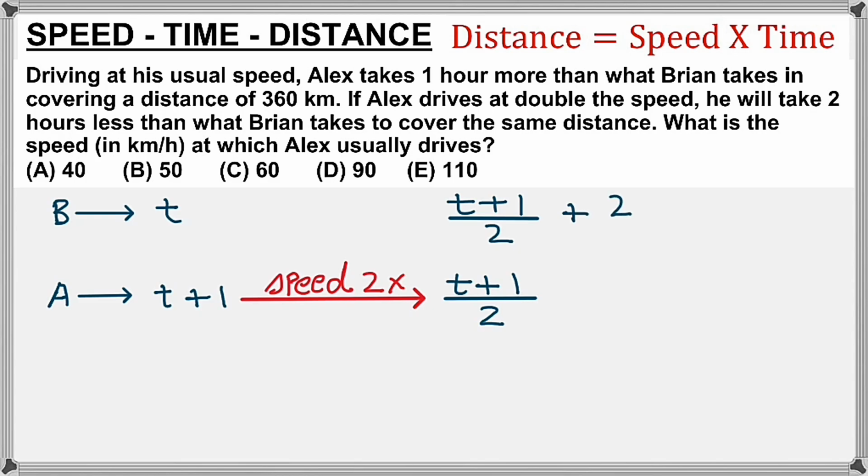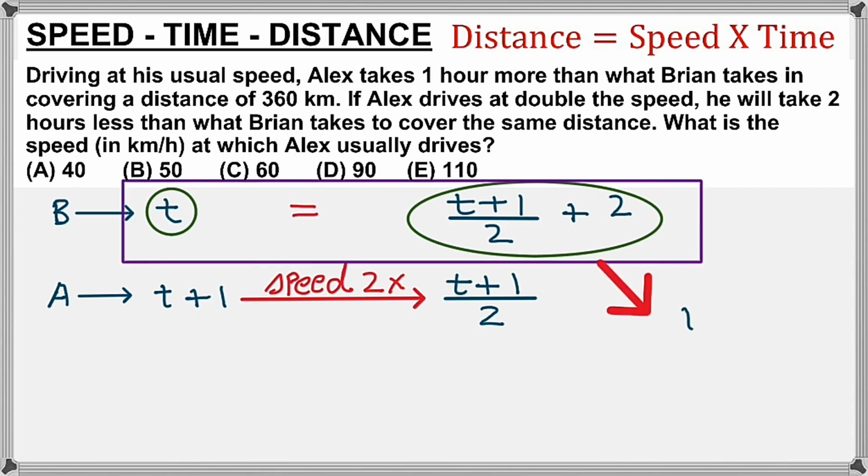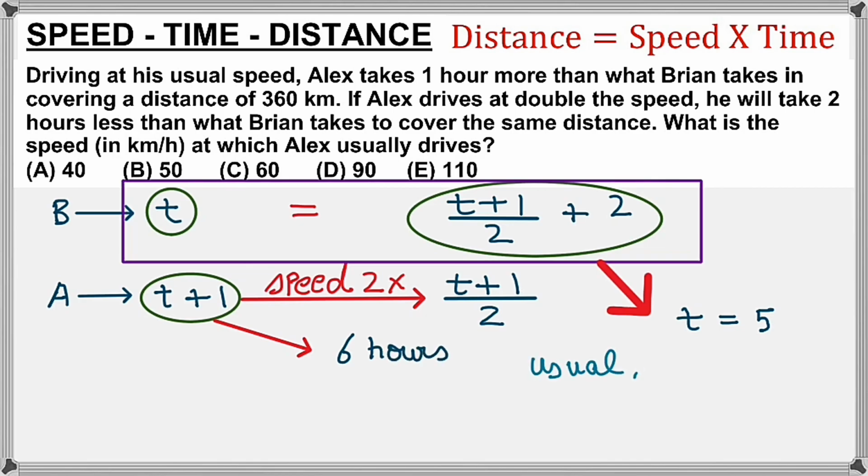Now notice here that the speed of Brian remains unchanged, and so does the distance. So these two terms essentially represent the same time. We can solve this to get t equal to 5 hours. So the time that Alex usually takes is 5 plus 1, that is 6 hours. And since we have been asked his usual speed, we know the relationship between speed, time and distance.